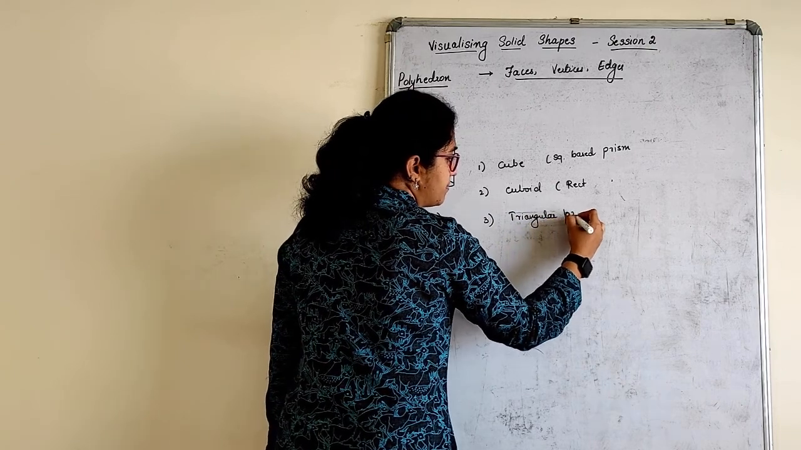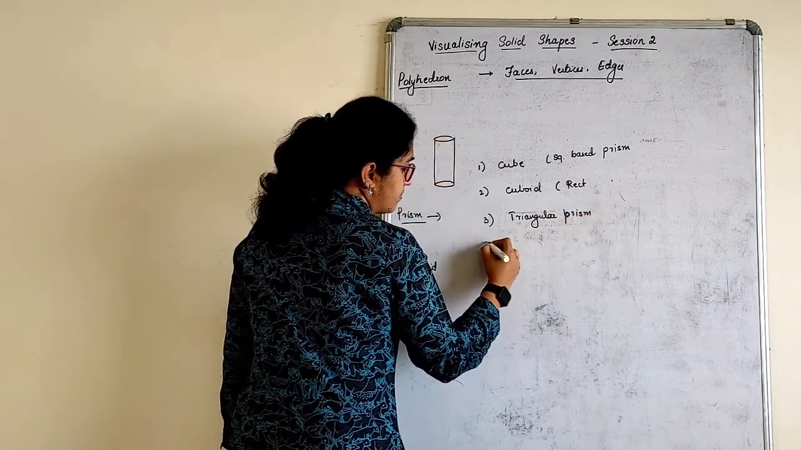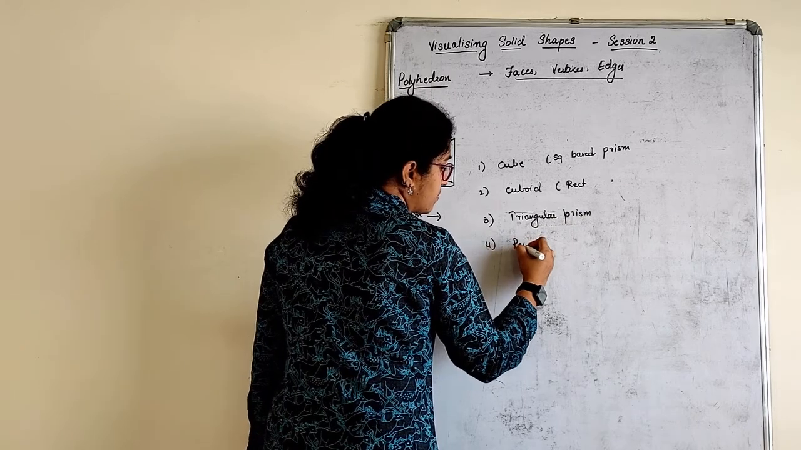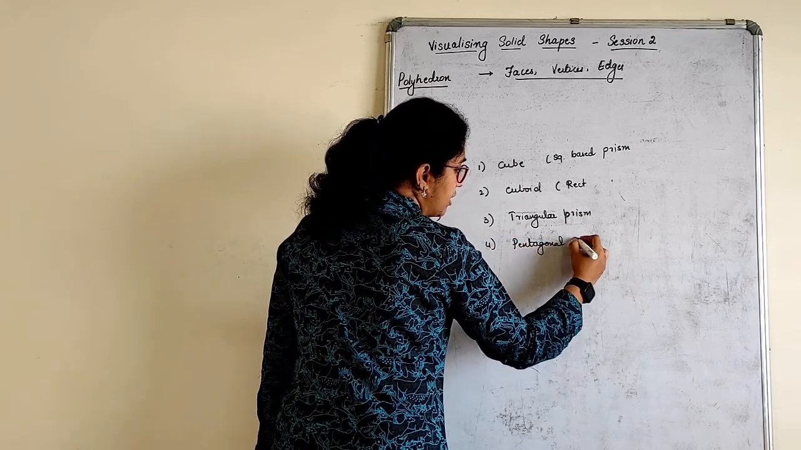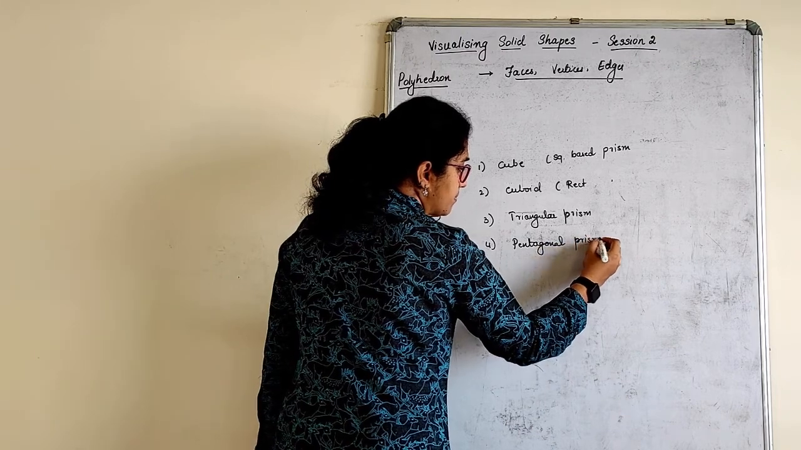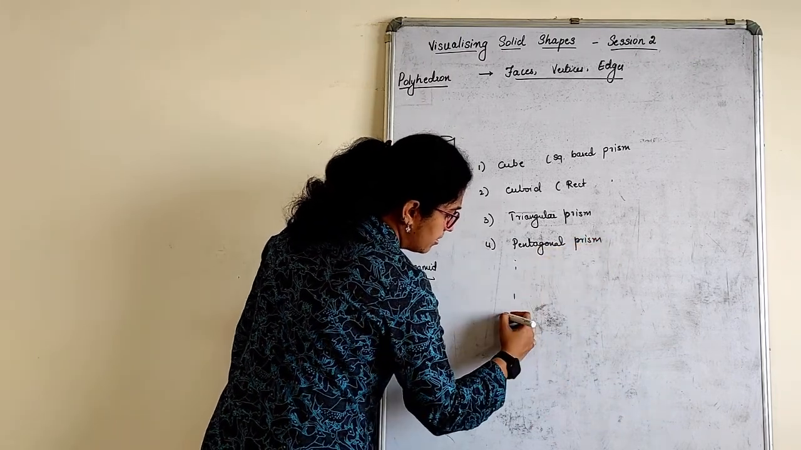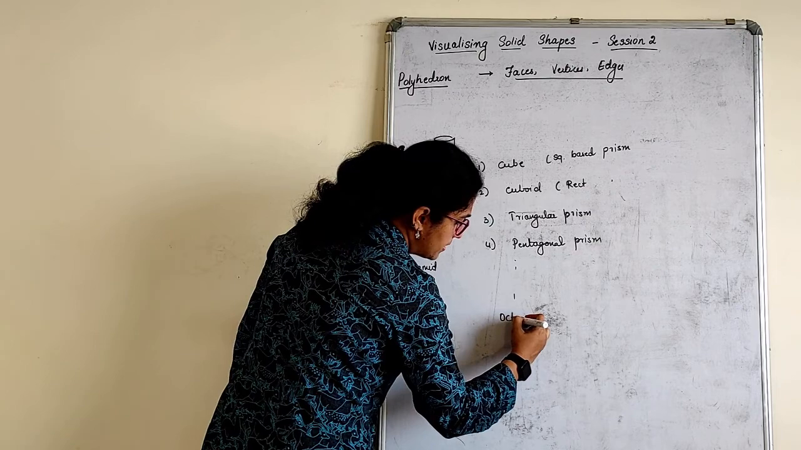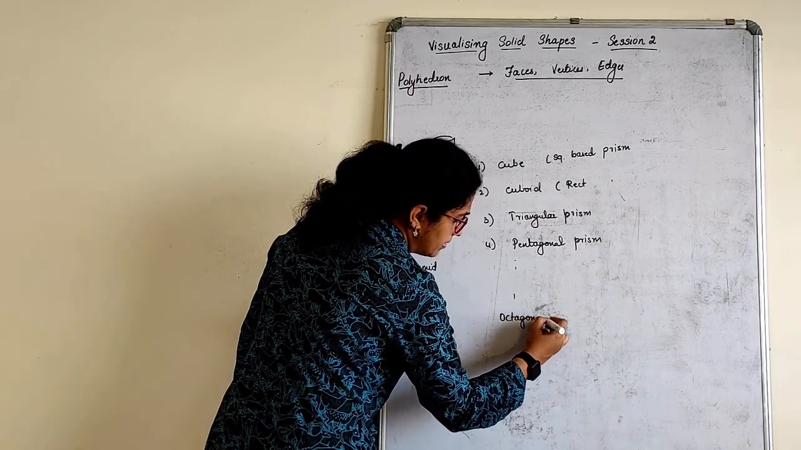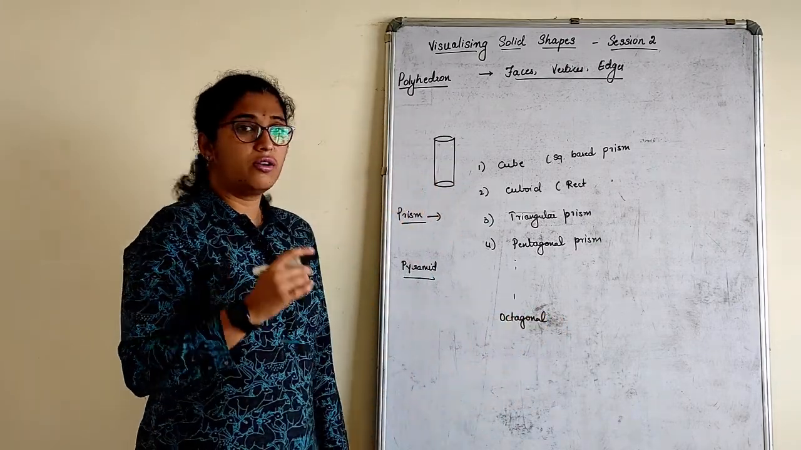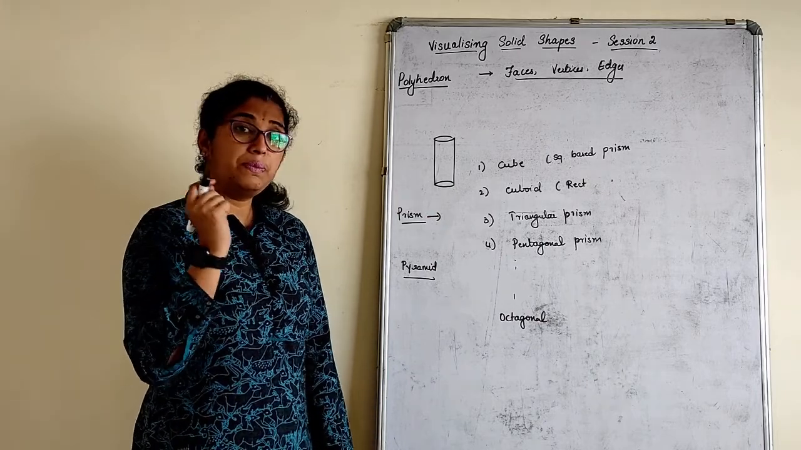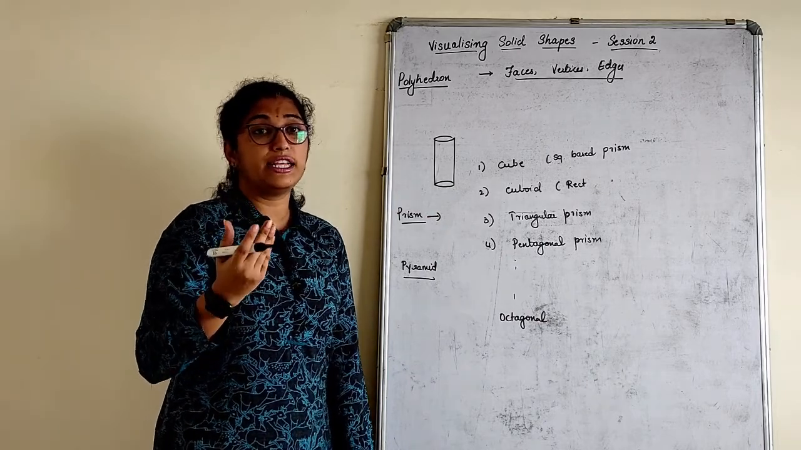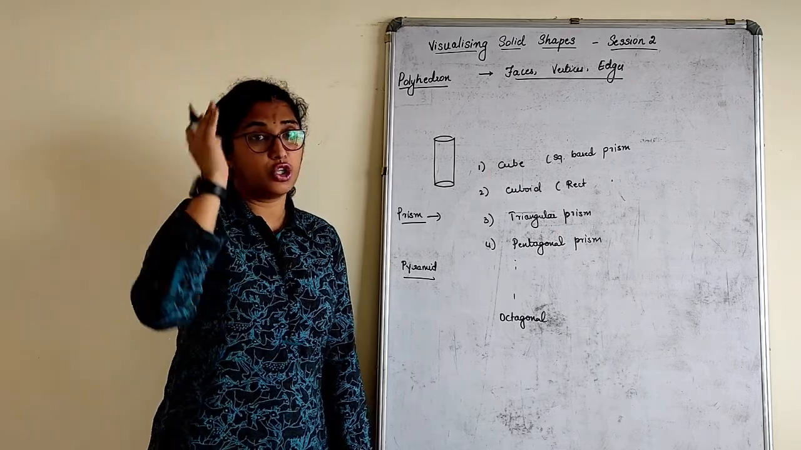A triangular based prism, a pentagonal based prism, anything, an octagonal based prism. What do you mean by this, children? Now see, always remember, what are the faces of a prism? A prism is identified based on the base and the top.